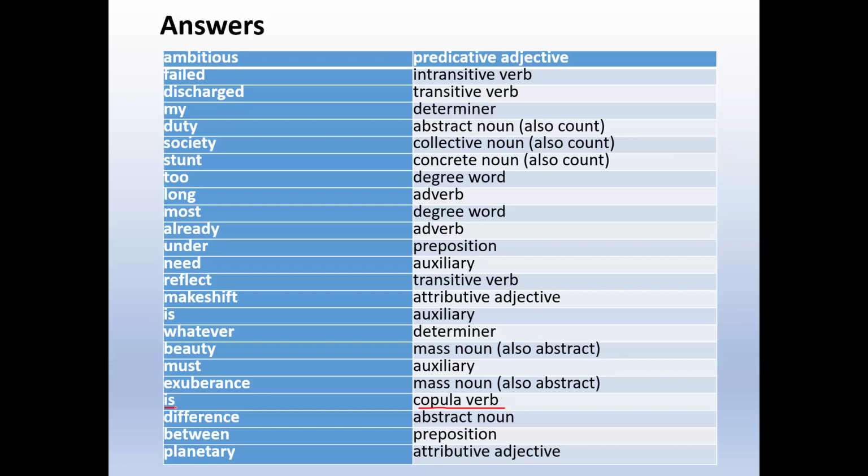Ma'am, for "I" I wrote determiner, possessive adjective. It's all right. Yes, other than determiner, you can take it as a possessive adjective also. It's all right.